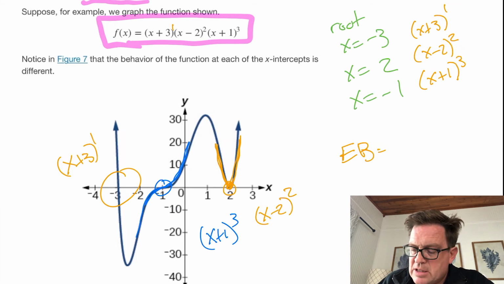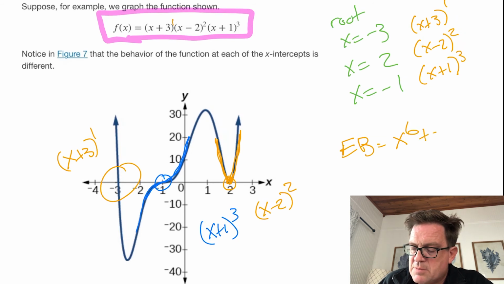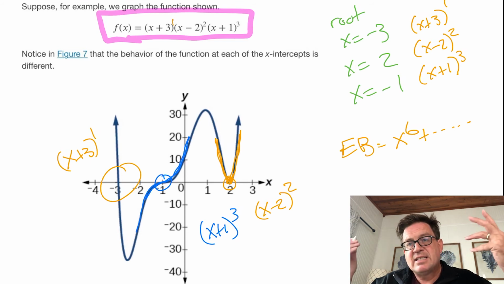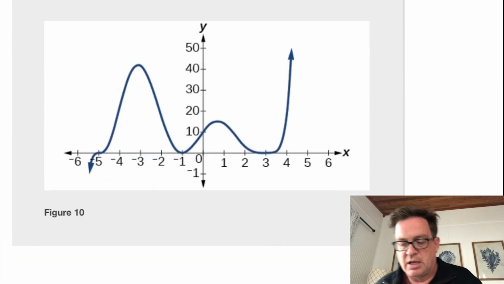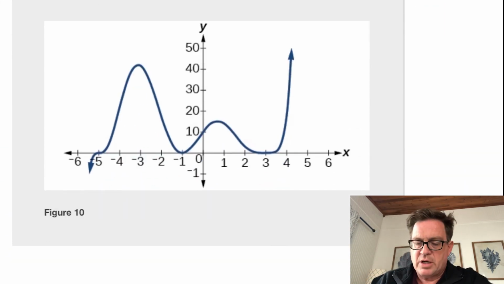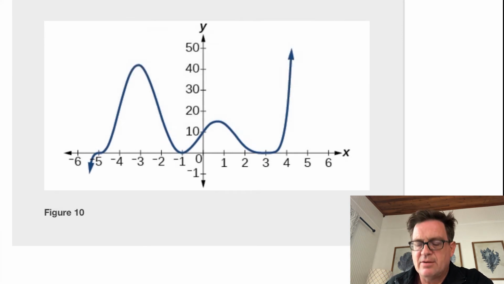If you thought about this, this would actually be 6 factors put together. So it's going to be x to the 6th plus smaller terms. And so x to the 6th is an even power, so it's positive on both sides. So let's look at a different graph. Let's say this thing. Okay? We should be able to get a reasonable idea of what a function for this might look like.